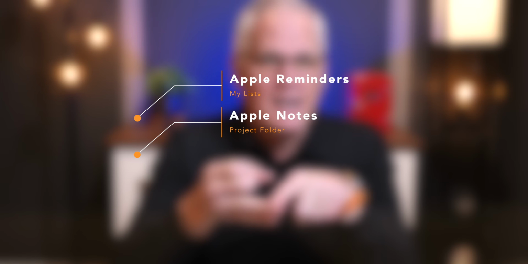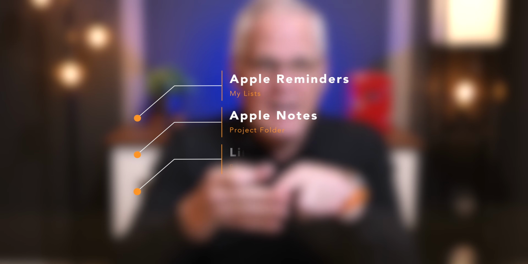Today I'm going to show you three things. I'm going to show you my lists in Apple Reminders. I'm going to show you my projects in Apple Notes, and then I'm going to show you how I link the two. All right, let's get started.